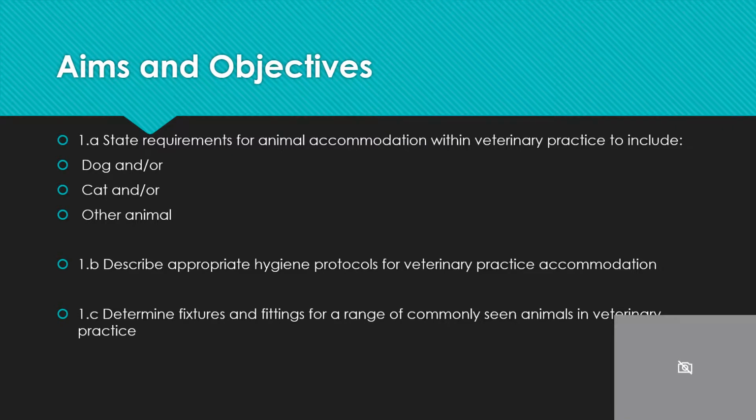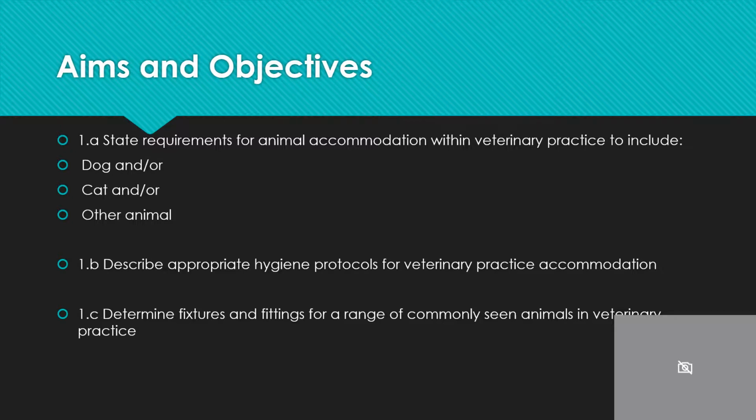The aims and objectives of this session are to cover Learning Outcome 1 aspects. 1A: You need to understand the requirements for animal accommodation within veterinary practice to include dog and/or cat and/or other animal, so to cover the general species that you would encounter in daily practice.